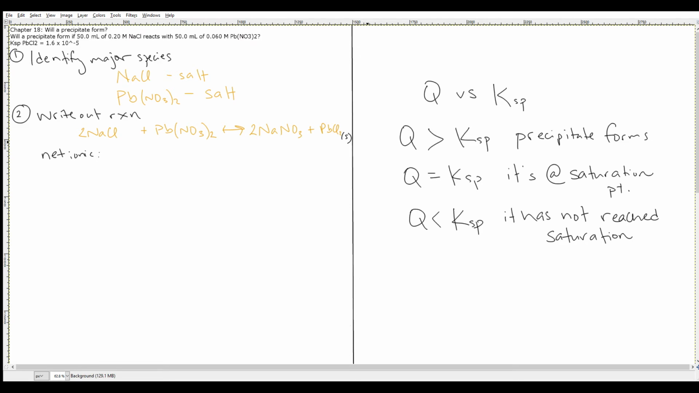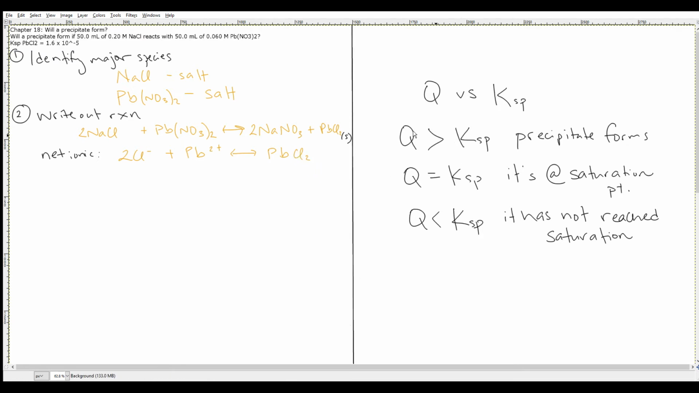If you were to write out the net ionic, our sodiums would cancel out with each other, our nitrates would cancel out with each other, our lead, however, would not, and our chloride would not because they're tied up in that solid. So I'd end up with Pb2+ and 2Cl-. If you want me to show you this on a whiteboard sometime, just let me know. That is going to react to form lead chloride.